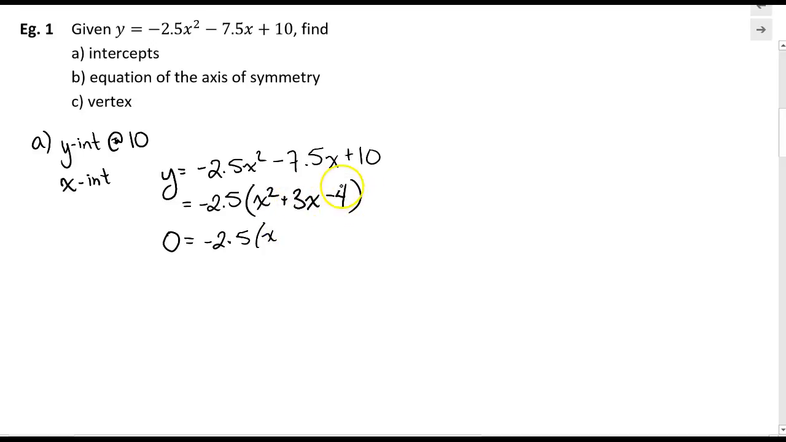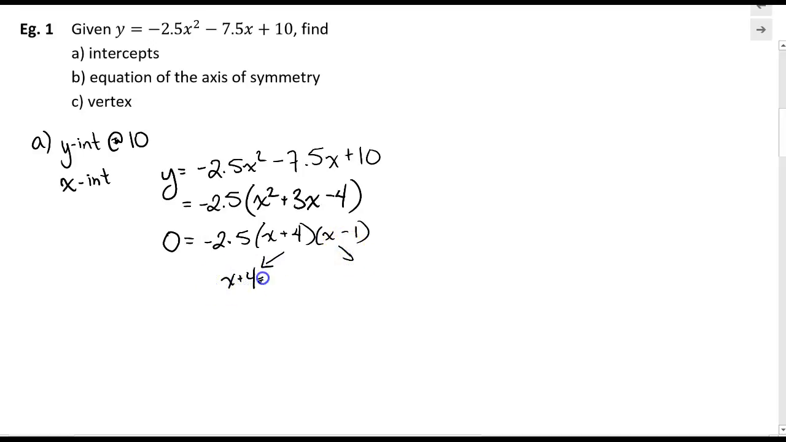So I need two numbers that multiply to give me negative 4 and add to give me positive 3. So I'm going to go positive 4 and negative 1. I can divide this negative 2.5 away if I really want to, but I know it's a constant, so it's not going to be able to be set equal to 0. My only options are that x plus 4 could be equal to 0, or x minus 1 could be equal to 0. So those are the two that I deal with.